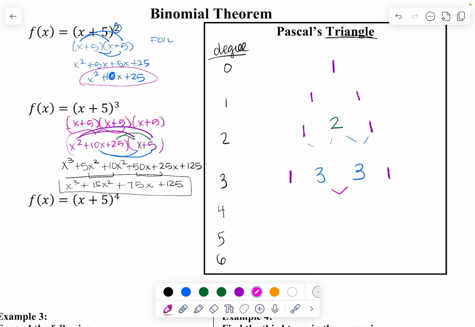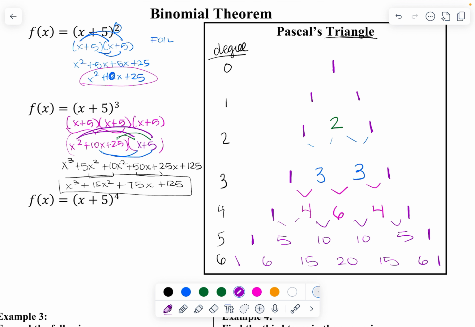I know 3 and 3 is 6, 3 and 1 is 4, 3 and 1 is 4 again, and then we put our 1s on the outside. Do you see how the triangle keeps getting wider and wider? So we know the next number here is going to be 1. 1 plus 4 is 5, 4 and 6 is 10, 6 and 4 is 10, 4 and 1 is 5, and then we put a 1 here as well. To find the 6th degree, we take 1, add the 1 and 5 is 6, 5 and 10 is 15, 10 and 10 is 20, 10 and 5 is 15, 5 and 1 is 6, and a 1 again.